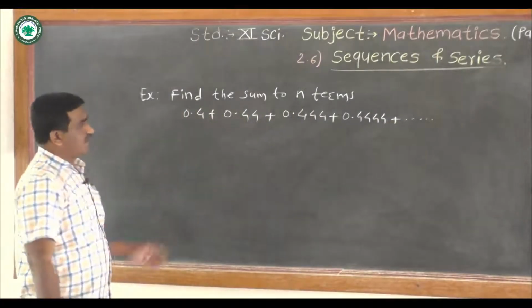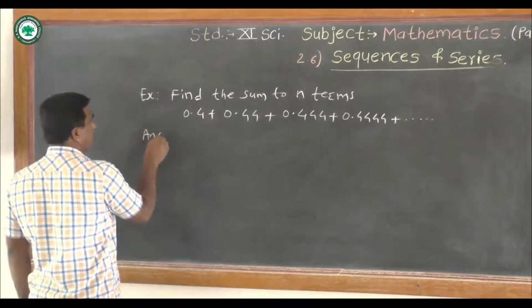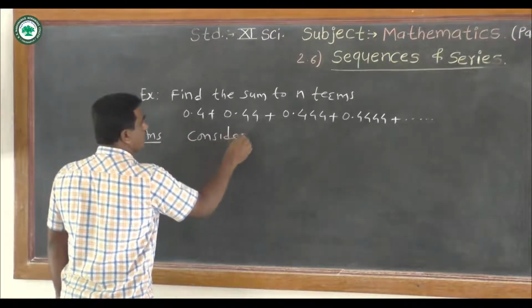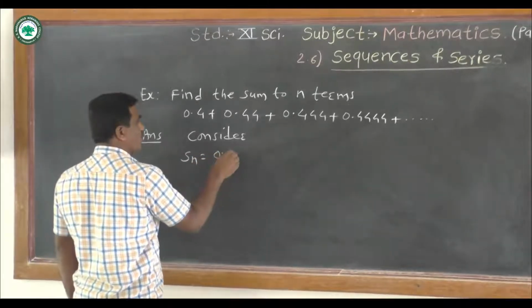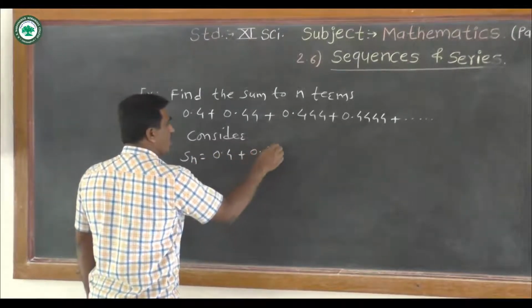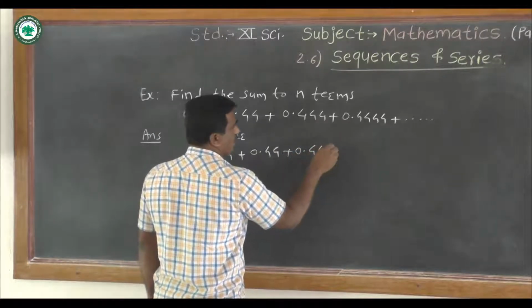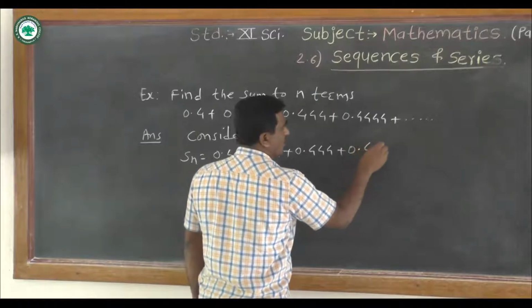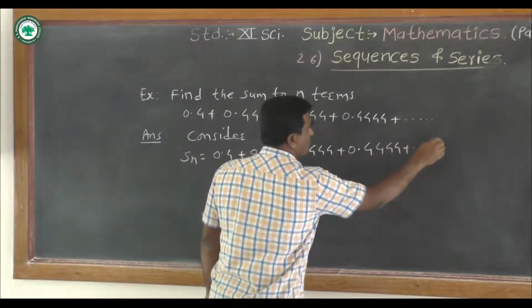Now we have to find the sum of this sequence. Answer. Consider Sn equal to 0.4 plus 0.44 plus 0.444 plus 0.4444 plus so on.